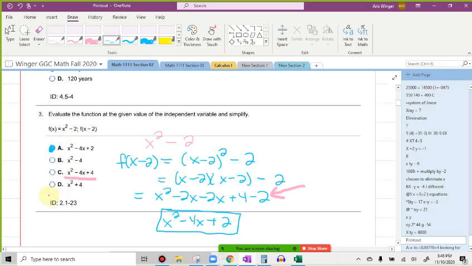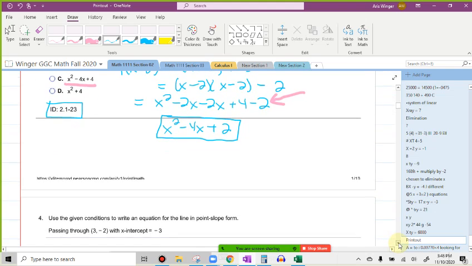If you want to practice this, study plan, chapter 2, section 1, problem number 23. Where there's an x, you put in x minus 2 and square everything and simplify.